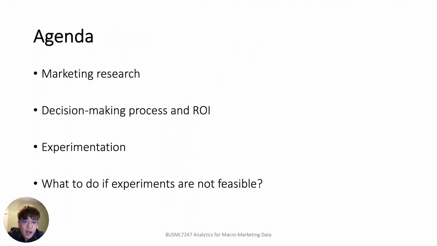In this lecture, I'm going to briefly review what is marketing research and how marketing research supports a firm's decision-making process through ROI evaluation. The gold standard for ROI evaluation is experimentation. However, conducting experiment is not always feasible. If experiments are not feasible, then what to do? I'm going to briefly talk about solutions, which is the goal of this course. Okay, are you ready? Then let's get started.